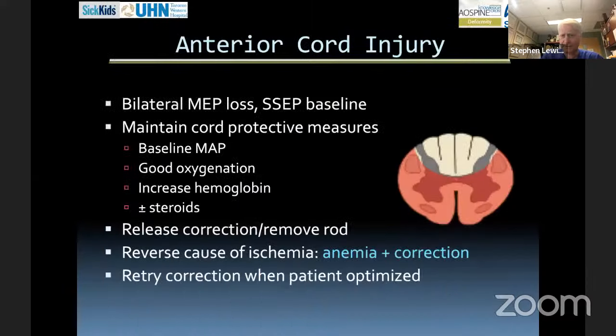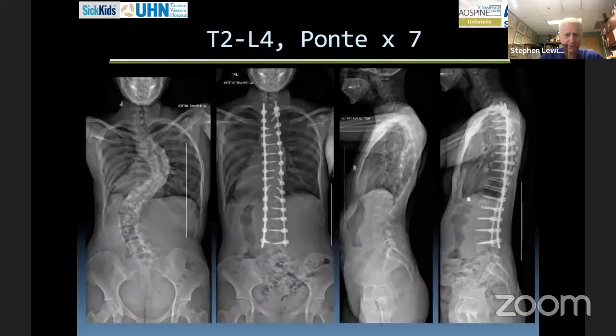And so this was a bilateral MEP loss with SSEP at baseline. This is a perfusion injury. This is anterior cord syndrome. And so the cause here is anemia in combination with correction. So we took off our correction, we gave her a few units of blood, and then we were able to put the rods back in, and she had no issues after.